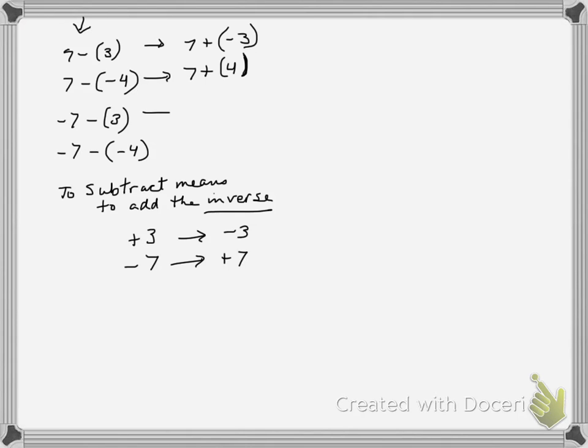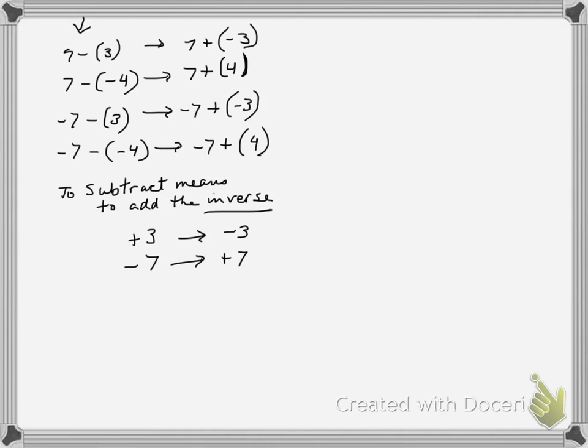I'm just putting those in there to help you see clearly what we're doing and where we're changing things. The next one, we're going to start with what we have, a negative 7. To subtract means to add the inverse. The inverse of 3 is negative 3. And finally, we start with what we have, but we change the subtraction operation to an addition operation of the inverse. The inverse of negative 4 is positive 4.